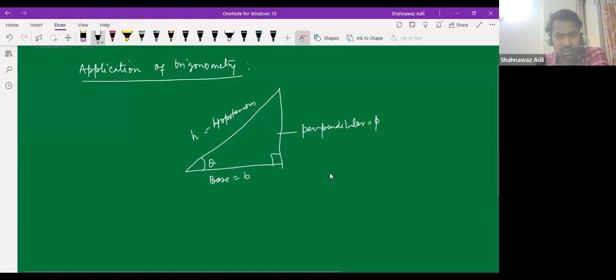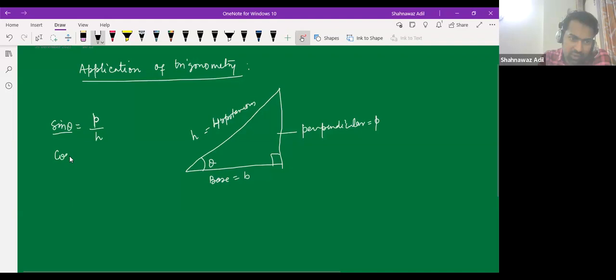So from the introduction of trigonometry, we know that sine theta will relate which two sides? What is sine theta? Yes, in a ratio, P by H. It's absolutely correct. So sine theta relates the perpendicular with the hypotenuse.